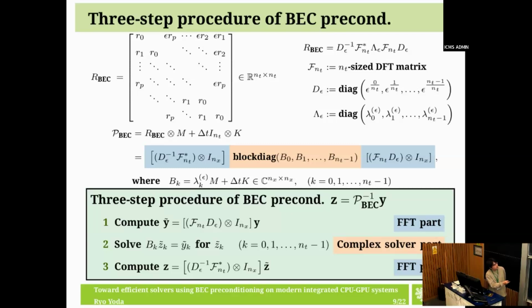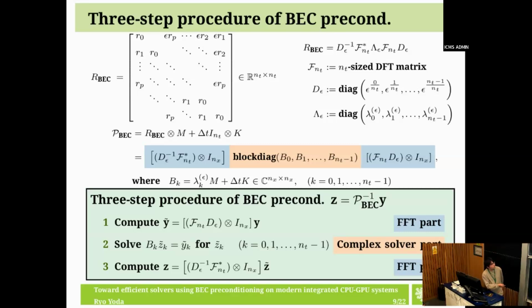If the original system is real-valued but the eigenvalues are complex, then the coefficient matrices are complex-valued. Considering the three-step procedures, we need to perform the FFT efficiently and solve the complex-valued systems efficiently. This is my main problem.